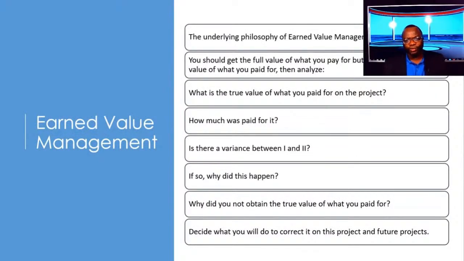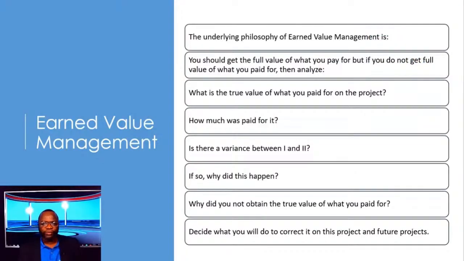The underlying philosophy of earned value is I should get what I paid for. I paid $10, I should get $10 worth of work, right? But what happens if you do not get the full value of what you paid for? The underlying philosophy of EVM is I should get the full value of what I paid for, but if I don't, then I need to analyze, what is the true value of this thing? How much was paid for it? Is there a variance? If so, why is there a variance? Why did I not get $10 worth of work out of this thing? I paid $10, but I can see it's only worth $8, this thing I paid $10 for.